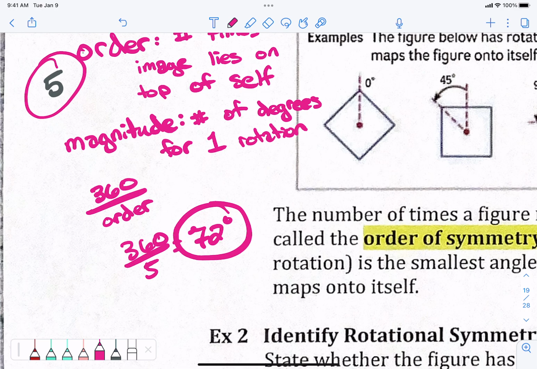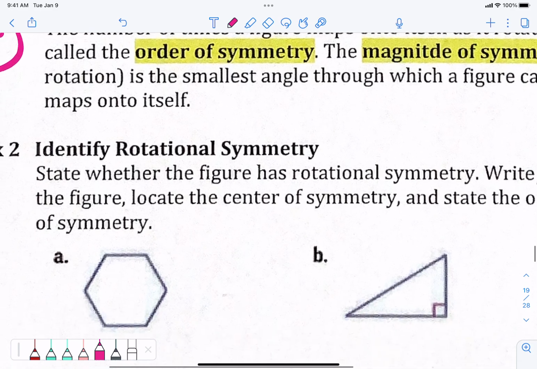That's behind me. The ceiling fan problem from like, I don't know, 3-2 or whatever. You remember that? It had 5 blades to it, and it says how many degrees does it have to rotate? You were finding the magnitude, okay? It's behind me on the board. All right. So that's what order is and magnitude. That's as hard as it gets, okay?